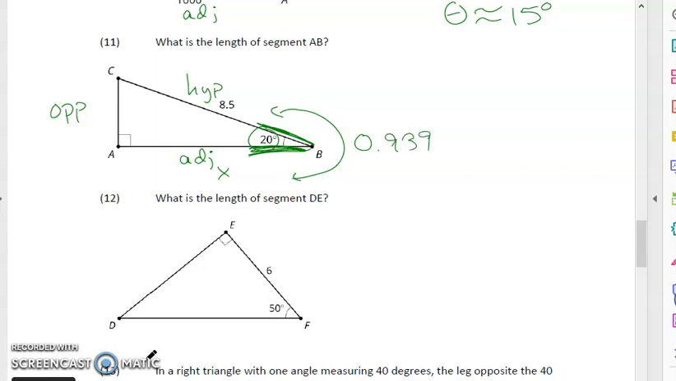And what you have to decide is, do I multiply by or do I divide by? It's very similar to what we did with the 30-60 triangle. In this case here, we want a smaller answer, the adjacent side is smaller, so we're going to take 8.5 times 0.939 to get the length of the adjacent side.